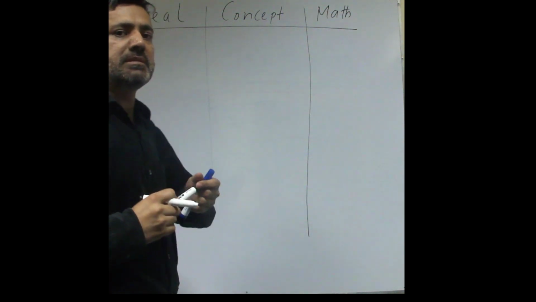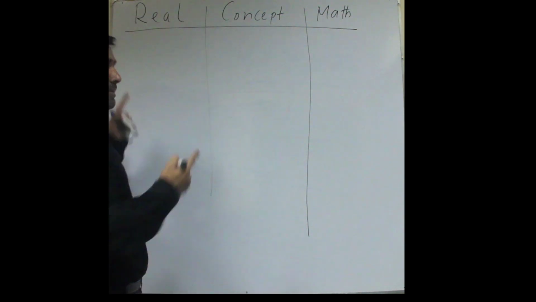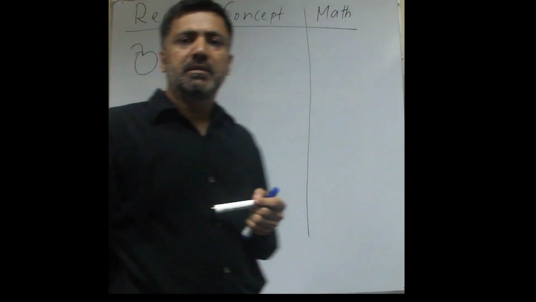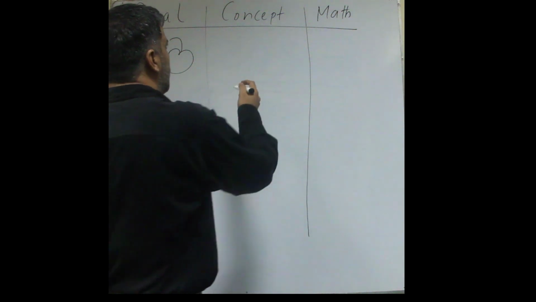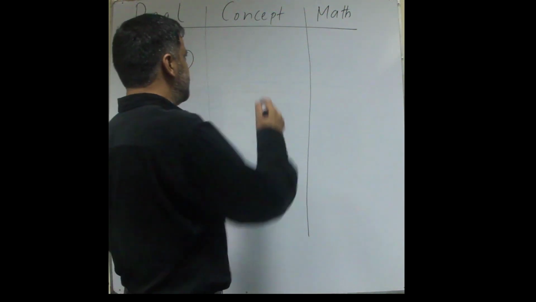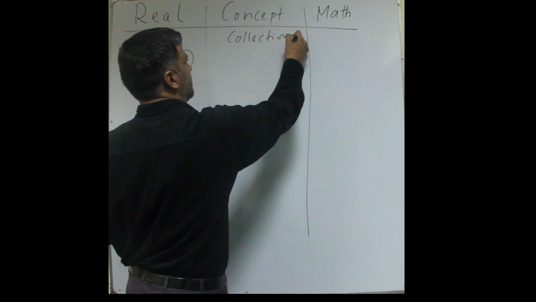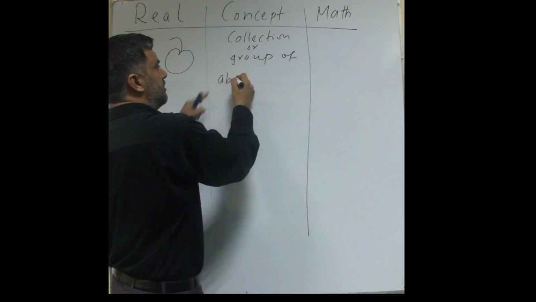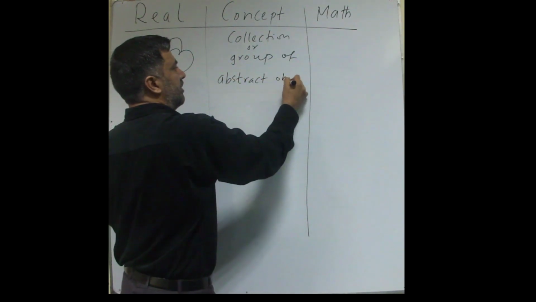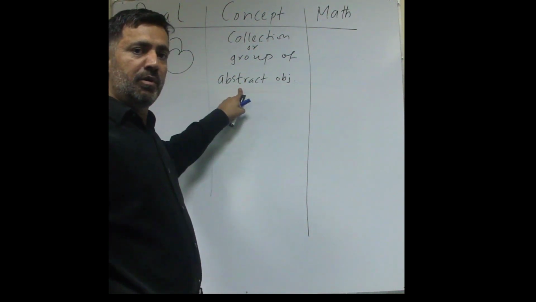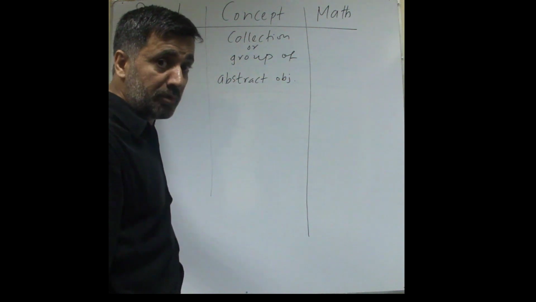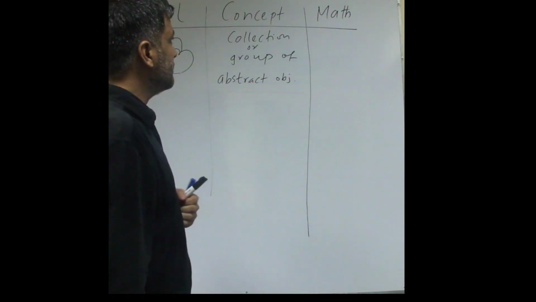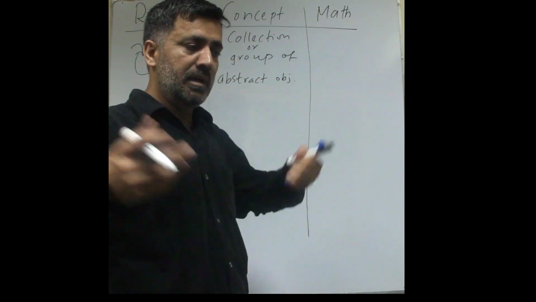And I'll just take one example from the last video, is that in the real world we see objects, actual objects, physical objects like apples. And in the conceptual world, we view these objects as a collection or a group of, this is very important, abstract objects. We view this as a collection of abstract objects. We are not concerned with all the details. Abstract because we are only concerned in how many are there, as far as today's video is concerned.